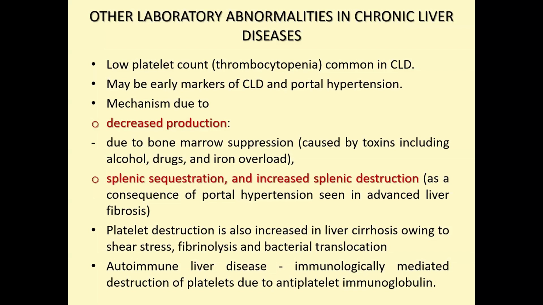Or there is sequestration of platelets in the spleen, or destruction because of portal hypertension and liver fibrosis, where the platelets are getting damaged. Destruction of platelets is seen in liver cirrhosis because of shear stress. What do we mean by shear stress? When platelets are flowing in the blood, they rub against each other or go through the pathways, and something causes stress on the platelets. Shear stress, fibrinolysis, and autoimmune liver disorders cause immunologically mediated destruction of platelets, an antigen antibody reaction.